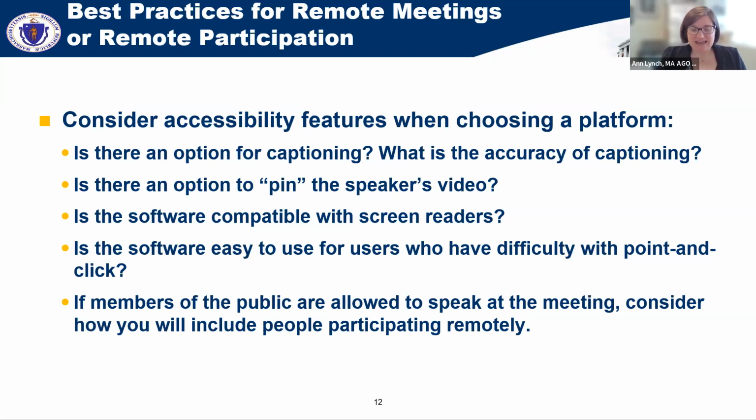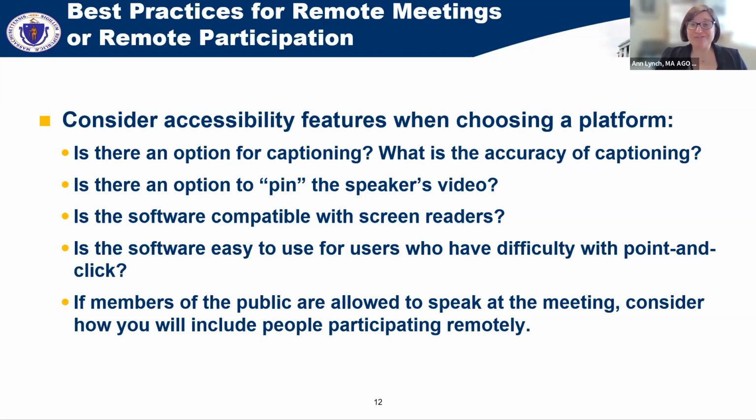But ultimately, again, you're going to be on the right path if you're just planning and considering accessibility early and often as you approach the entire meeting, whatever form that meeting takes. So in a remote meeting or in a meeting with remote participation, the first consideration will be what platform you use.